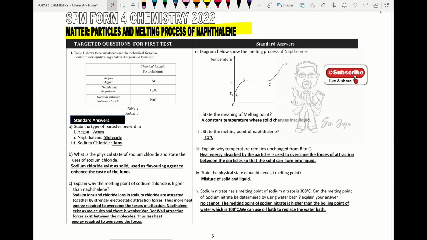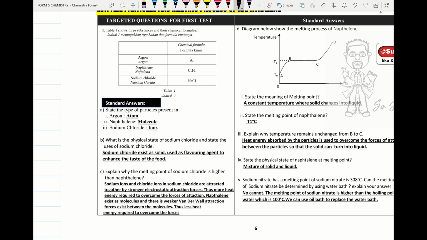So the matter particles and melting process of naphthalene. Please remember, the formula of naphthalene is C10H8, and this naphthalene exists as molecule. Alright, so we try to check argon, 1 capital, 1 small. Try to check the chemical formula: 1 capital, 1 small. Therefore argon exists as atom, and we have naphthalene C10H8, non-metal, exists as molecule. And when we have metal sodium combined with non-metal chloride, they exist as ion. So state the type of particles present in argon. So the answer will be atom, the naphthalene molecule, and sodium chloride is ion.